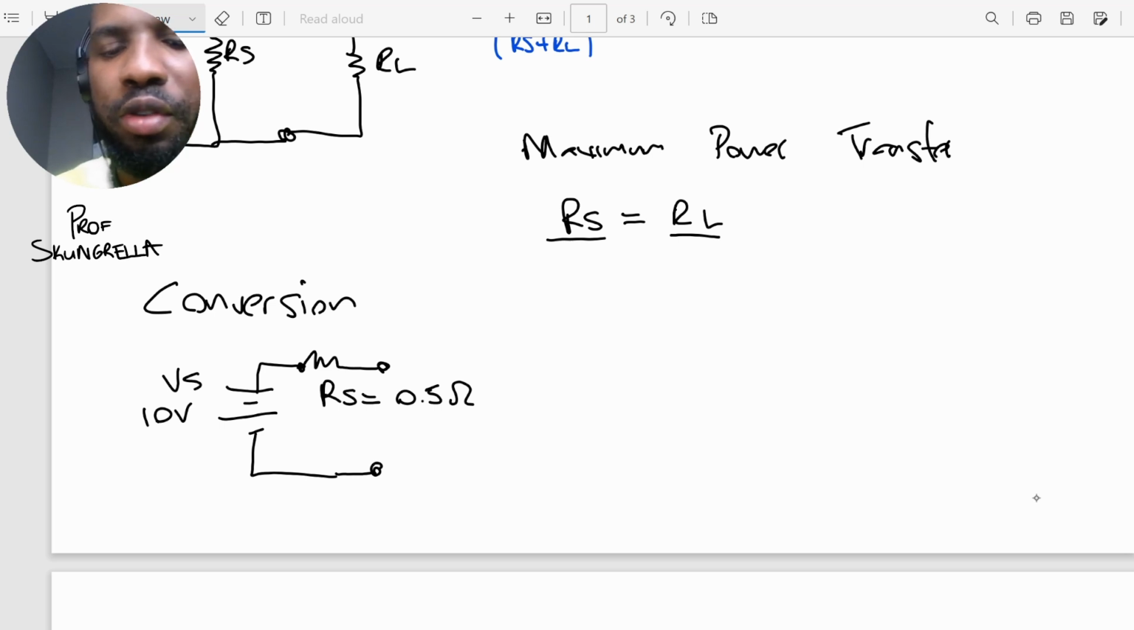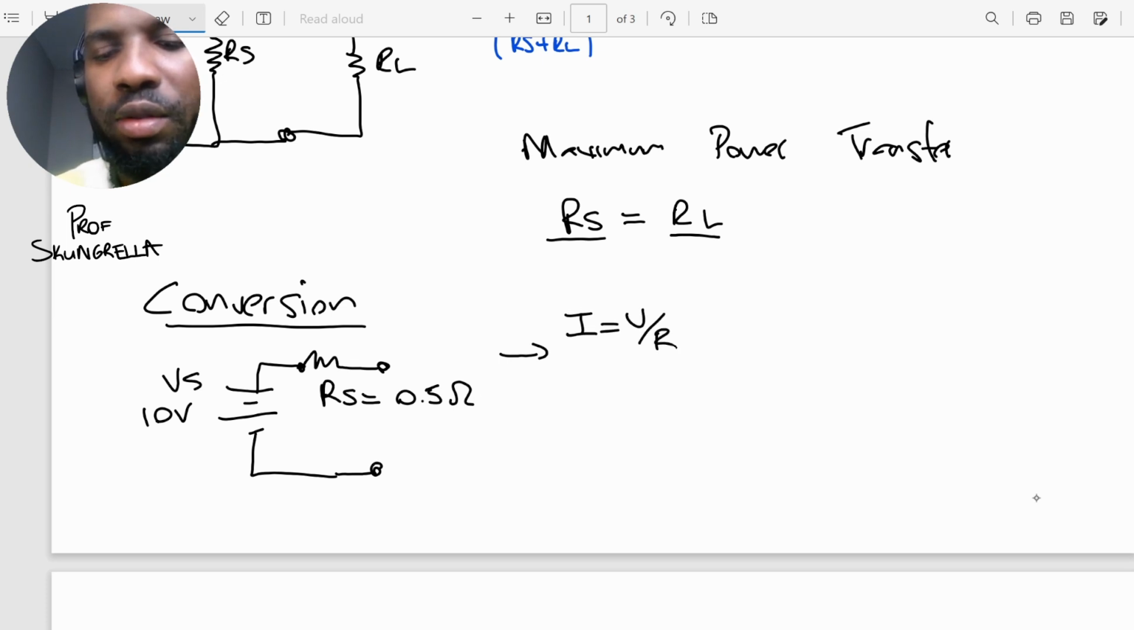And if you're told to convert this to a current source, what would you do? Well, you would need to divide the source voltage by the source resistance. So again, remember that I is equal to what?